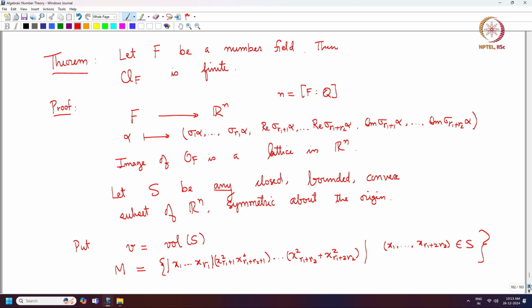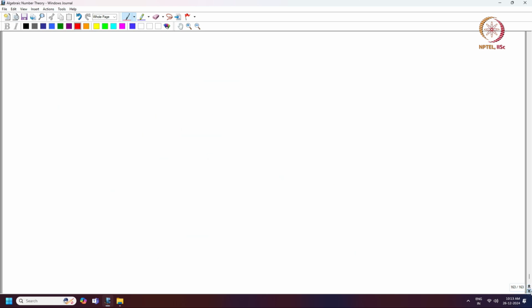Right. So, if S is really tiny, concentrated around the origin, then M will be very small, and V will be very small. But if S is very large, spreading out away from the origin, then the volume will also be large and M will also be large. Okay. All right.